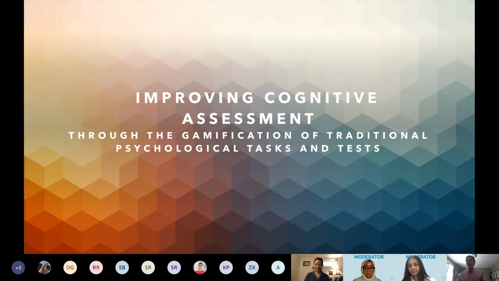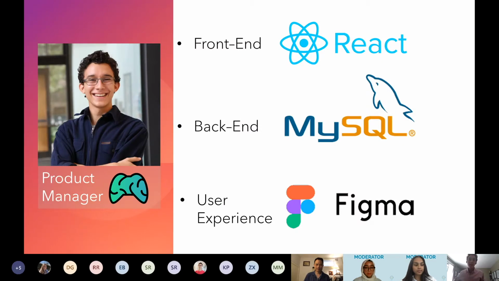I'm going to be chatting a little bit about improving cognitive assessment through the gamification of traditional psychological tasks and tests. So let's jump in. My name is Scott Oxholm, and I was a product manager at the Interactive Media Lab underneath the supervision of Professor Mark Chignall. So over the course of the summer, I wore a few different hats.